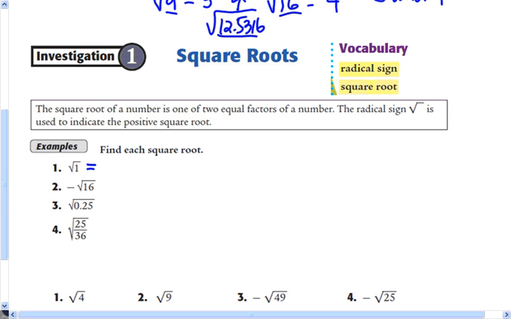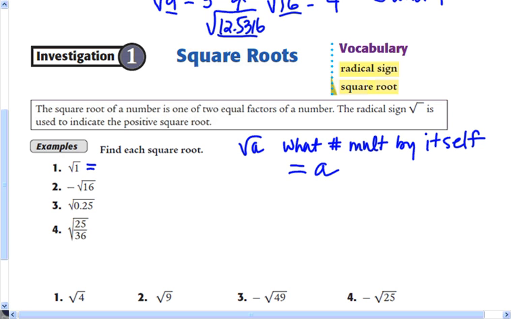But what we're looking for, when you see the square root symbol, you should be thinking, I'll just say the square root of A: what number multiplied by itself equals the number under the square root sign? So for this first one, we're thinking what number multiplied by itself equals 1, and that's 1.